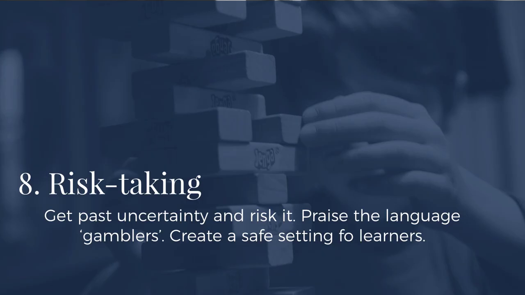Risk taking. So getting past uncertainty and taking risks. Praise the language gamblers. Create a safe setting for learners. Sorry for the missed R. Yeah, risk taking, like you need to risk it. You have to make mistakes basically. Think gamblers, yeah. You need to put your money where your mouth is, and try new things and have a go, especially in the classroom setting where it is that safe environment.